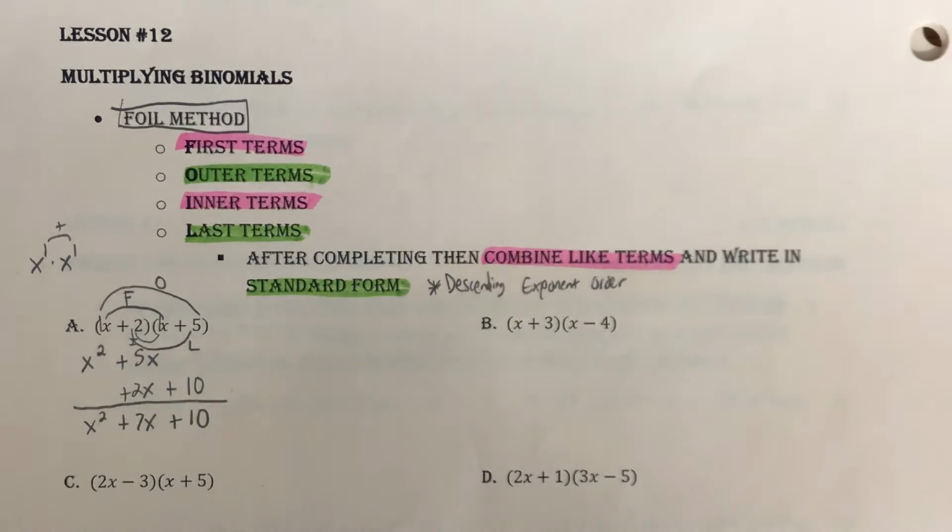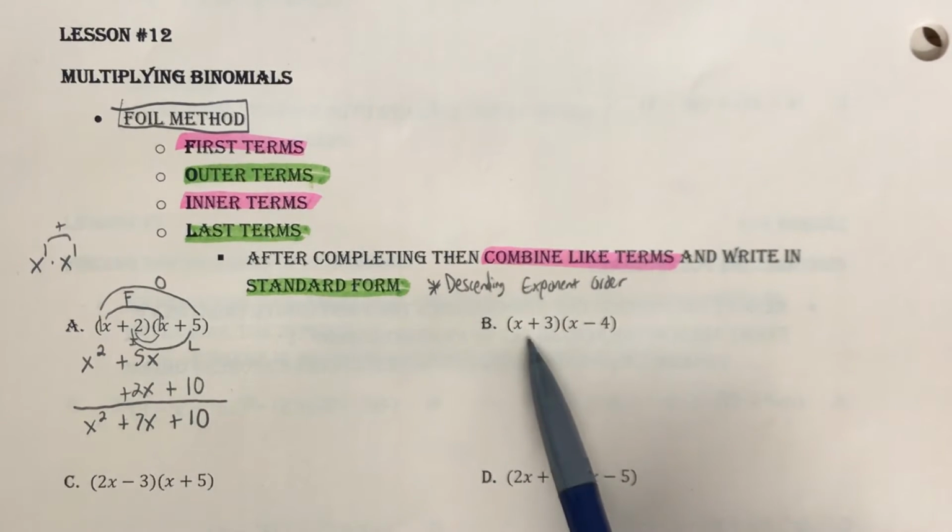All right, so let's take a look at example B then. So we've got the binomial of x plus 3 times the binomial of x minus 4.